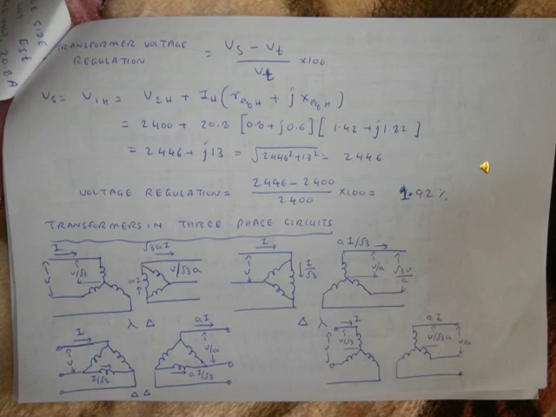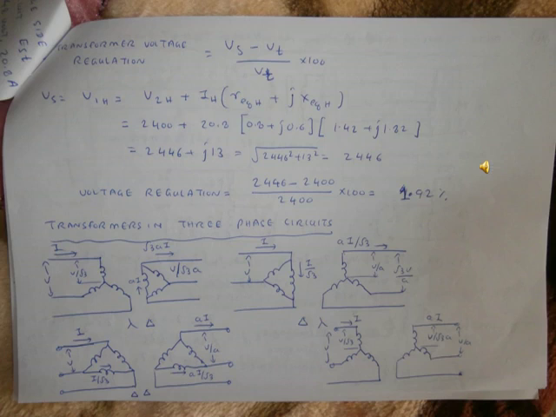And also the delta delta connected transformer. In this case, the primary line voltage is V, line current is I, and the primary phase current is I by root 3. For the secondary, the phase voltage and the line voltage are the same, V divided by a, and the secondary winding phase current is aI by root 3, and the secondary winding line current is aI.